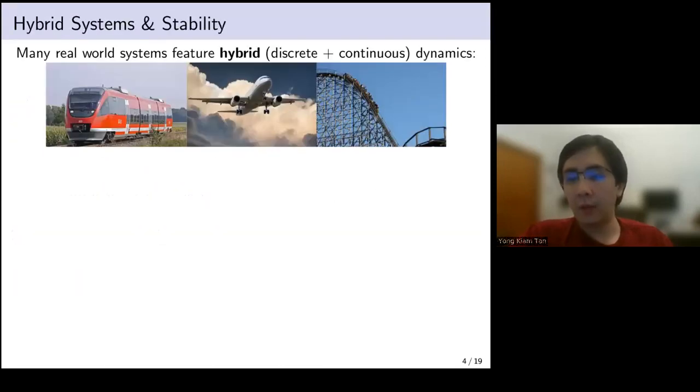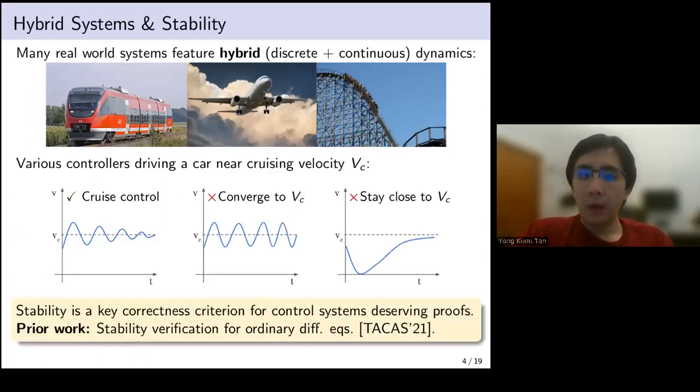So as a quick introduction, we're interested in the study of hybrid systems because they allow us to understand the combination of discrete and continuous dynamics present in many real-world systems. For this work, we're interested in the study specifically of stability for hybrid systems.